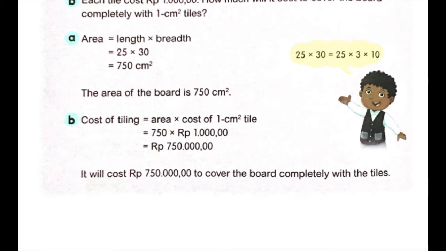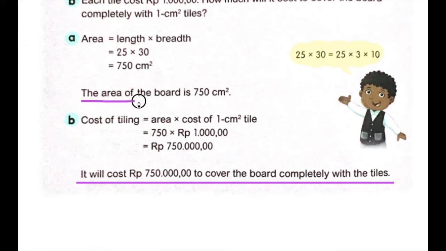750,000 rupiah to cover the board completely with the tiles. Nah, ini yang Miss Riana mau tekankan. Setiap kalian menjawab soal cerita, you have to write this. Kalau dalam bahasa Indonesia kalian bisa tulis, Jadi jawabannya adalah, please write that. So I know which one is your answer. If in English, you can say, so the answer will be. Boleh seperti itu atau seperti ini. Kalau yang ditanya cost, kalian tulis lagi, it will cost 750,000 rupiah to cover the board completely with the tiles. Boleh lengkap seperti ini. Tapi paling sederhana, your answer should be, so the answer is bla bla bla.